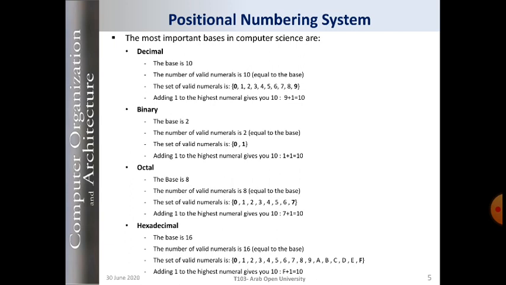The last one is the hexadecimal, the base is 16. The number of valid numerals is 16, which is equal to the base. The set of valid numerals is 0, 1, up to 9, then A, which is equal to 10, B, 11, C, 12, D, 13, E, 14, F, 15. Adding 1 to the highest one, which is F, 15, so 1 plus F equals 10, which is equal to 16 in decimal.